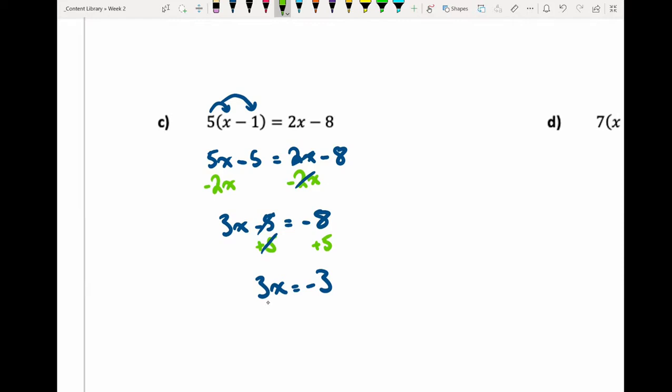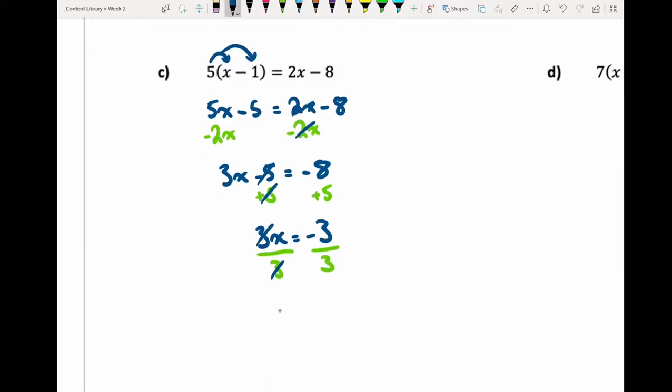Now I need to get the x by itself still, so I'm going to divide by 3, do it to the other side to balance it out. One side cancels out, and I'm left with x equals negative 1.